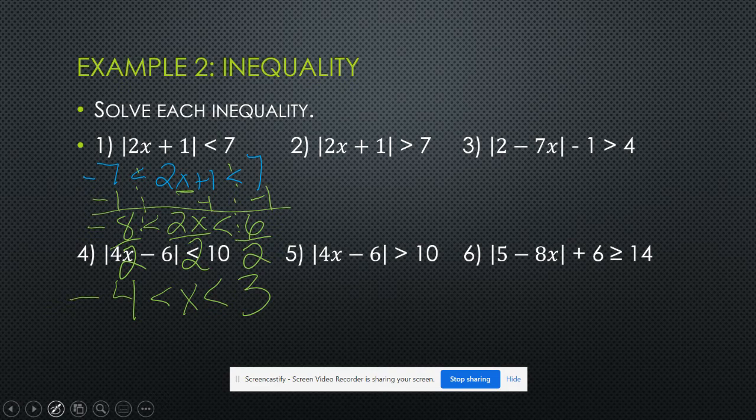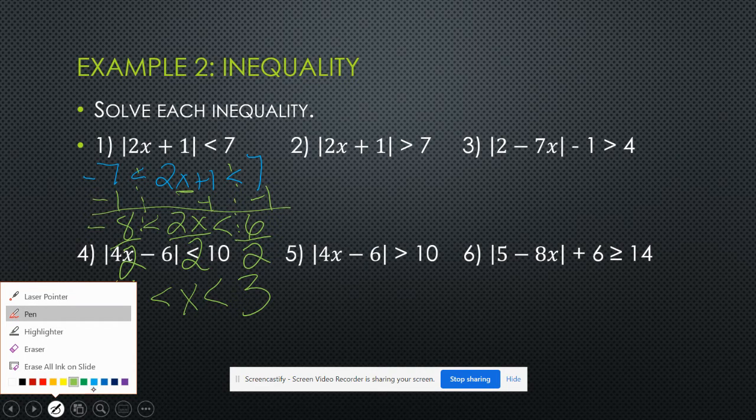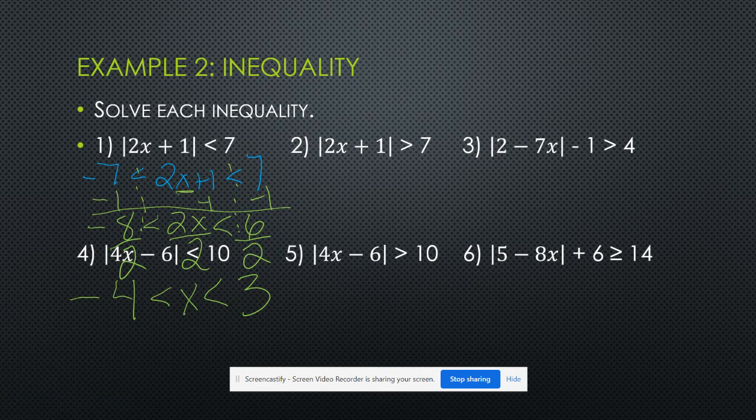Putting this in our interval notation, we're starting at -4. We're stopping at 3. These are not equal to, so they both get parentheses.